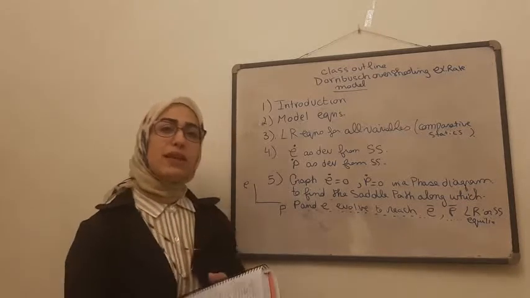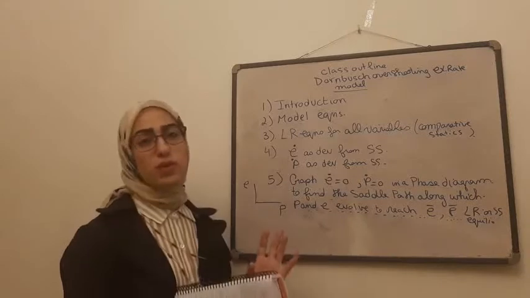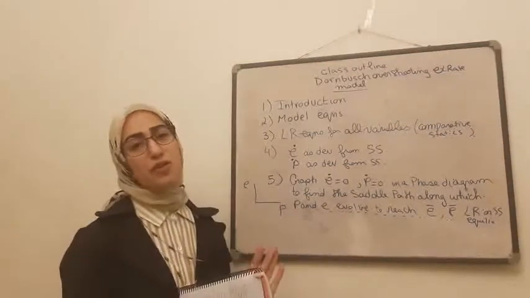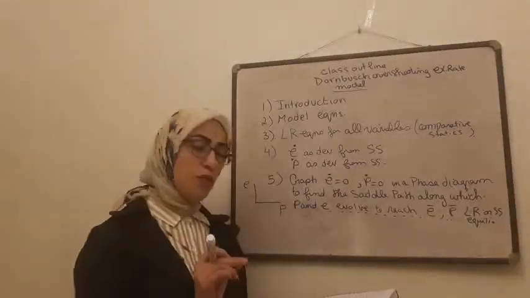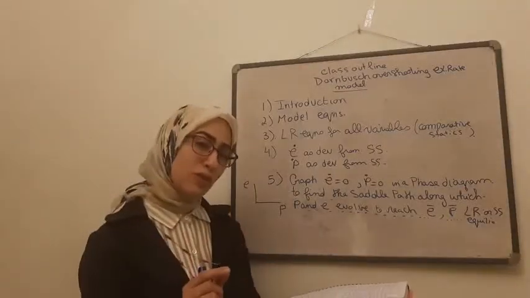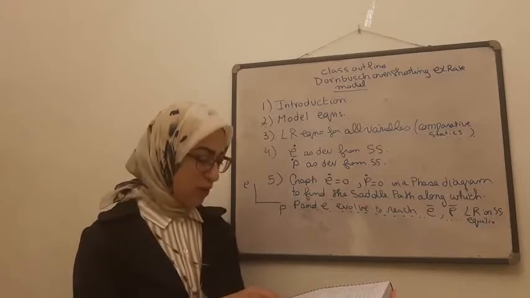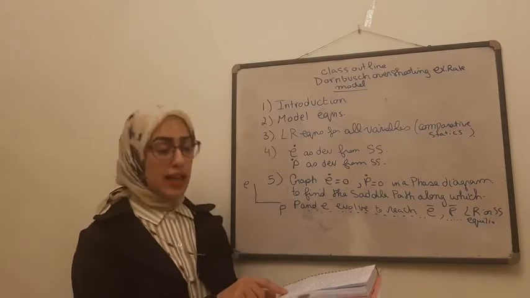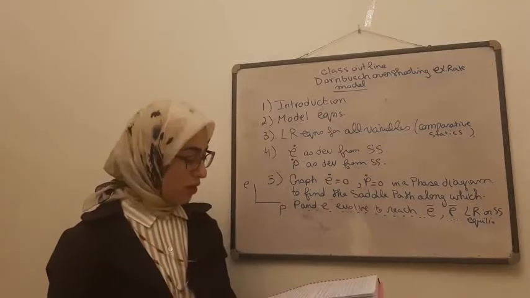طيب لو بصينا على ال main drawbacks او main criticisms to this model, the main criticism to this model is that it does not have micro foundations, which means that there are no micro foundations for the aggregate supply. It does not have an intertemporal budget constraint for the private sector or for the government. And therefore, it is ill-equipped to study current account dynamics or the effects of government spending.